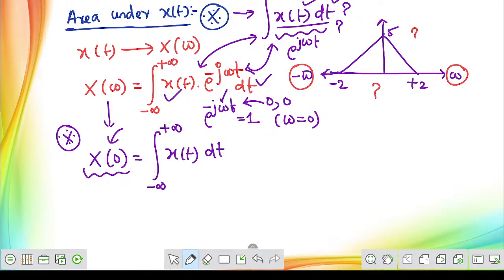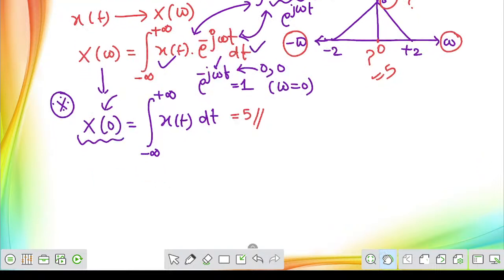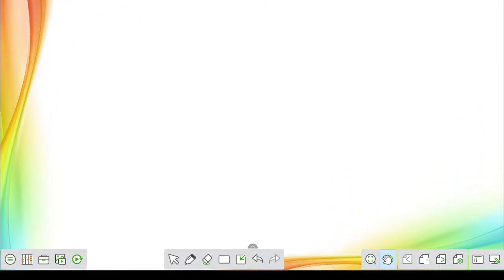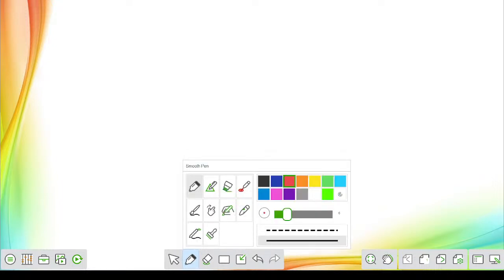See, in this question, this is the center point at omega equal to 0. What is the value of x of omega? This is the x of 0 value. Sir, what is the answer? This is equal to 5. So the total answer is simply 5. That's it. See how easy it is? So you must know the property. This is the area under x of t. Similarly, what they will ask is the area under x of omega. The next type of question they will frame is the area under x of omega.